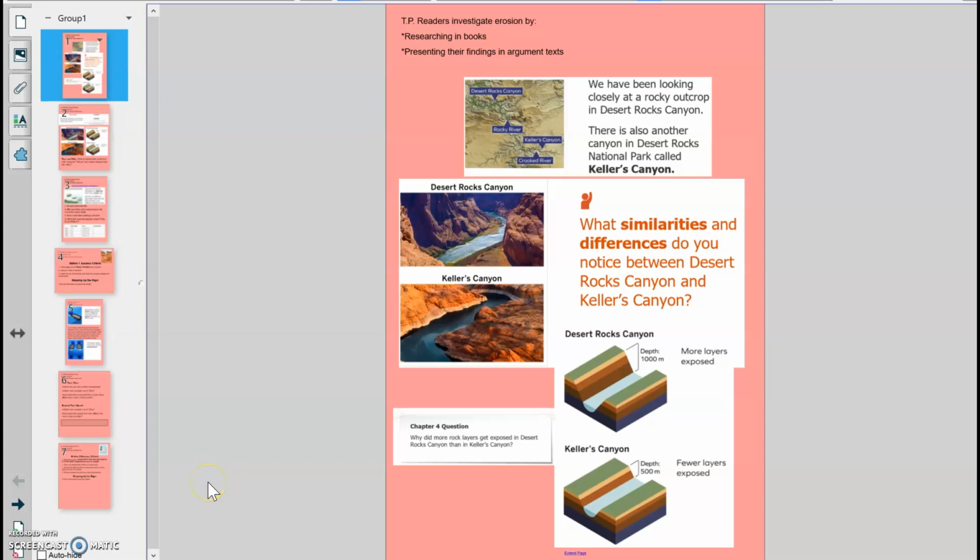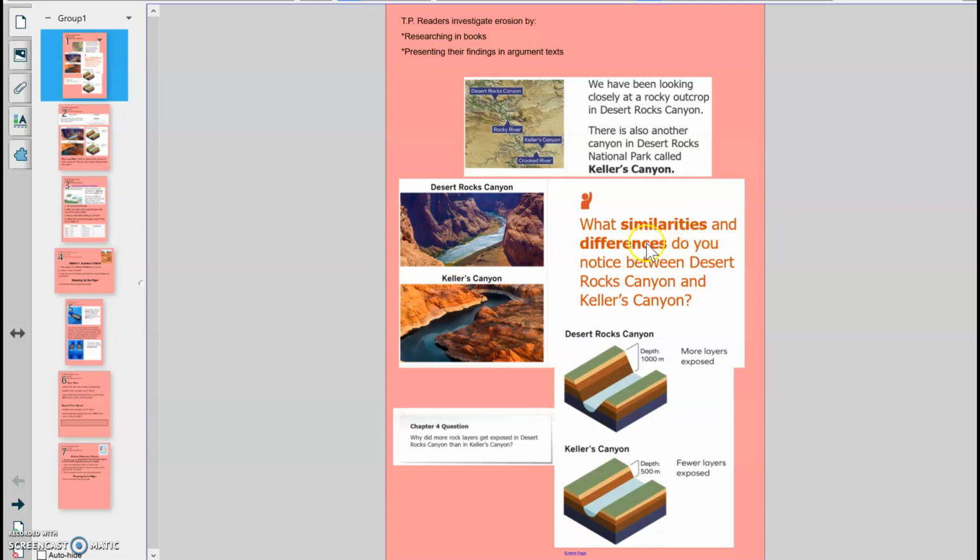It's Miss Higgins. Last time we finished up investigating the order of rock layers, and today begins our last topic of our Earth Features unit. We're going to be investigating erosion by researching in books, using our sim, and then presenting our findings in argument texts. So far, we've been looking closely at a rocky outcrop in Desert Rocks Canyon, but there's also another canyon in Desert Rocks National Park called Keller's Canyon, seen right here.